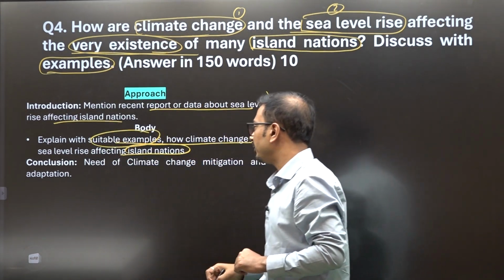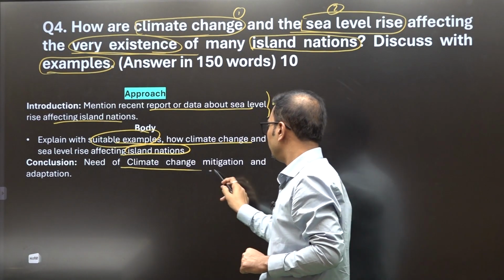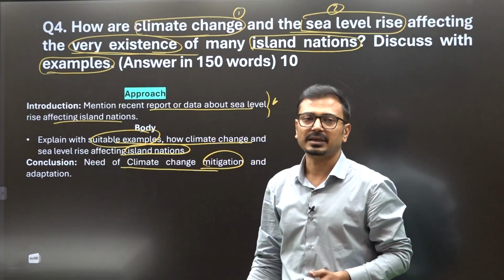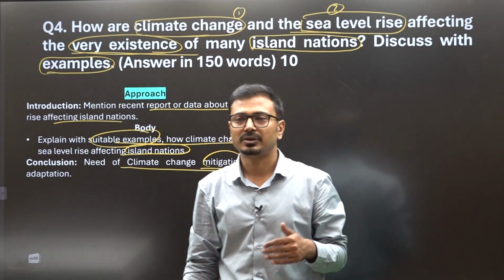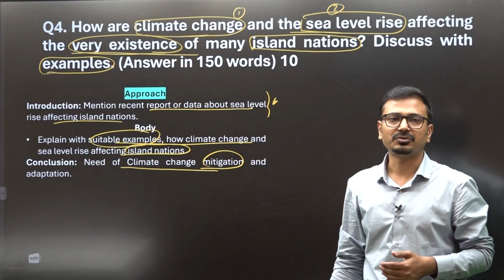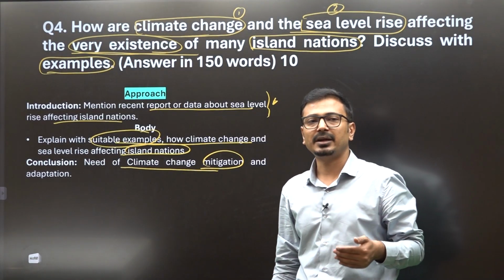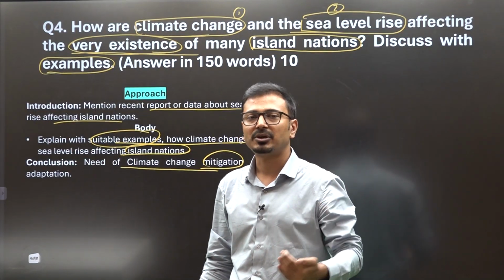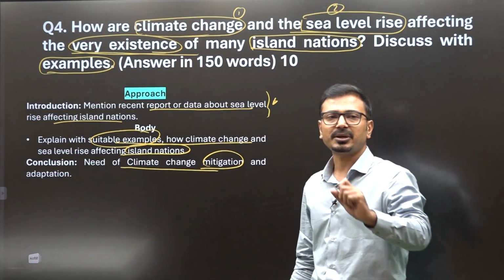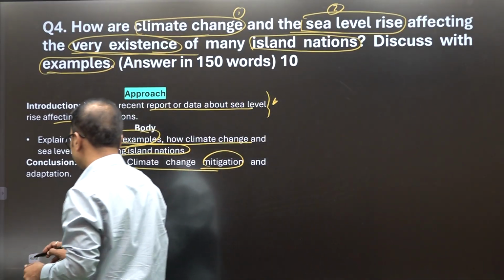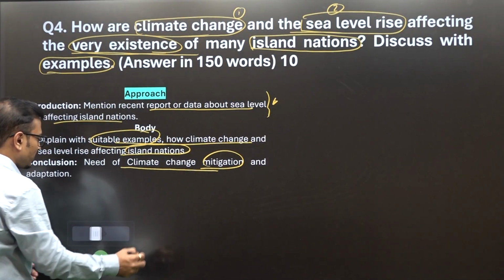And finally, the need for climate change mitigation and adaptation. Especially for these island nations we need to focus on the adaptation fund, the newly brought adaptation fund. Also, the small island nations have a separate grouping of representation in the climate talks. You can bring any aspect in the conclusion talking about the mitigation and adaptation aspects of climate change. Now let's go in detail and try to understand.